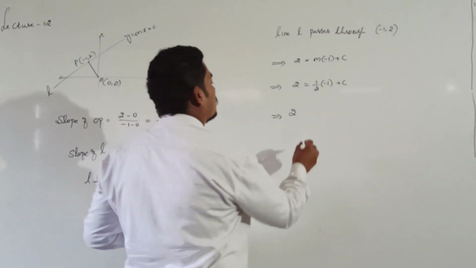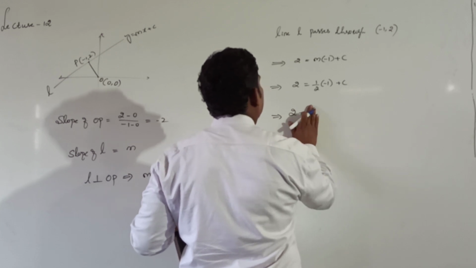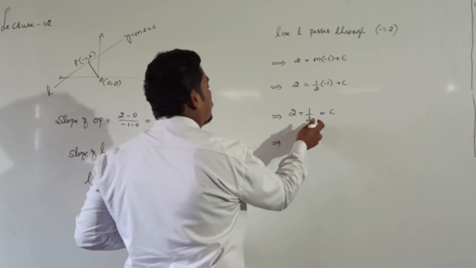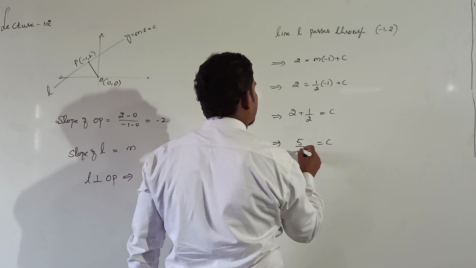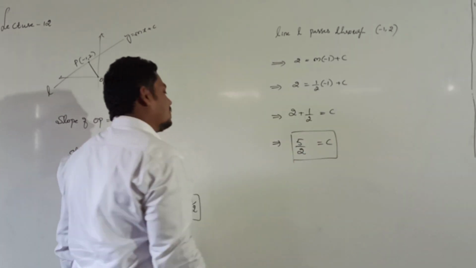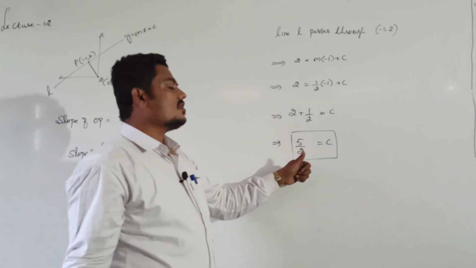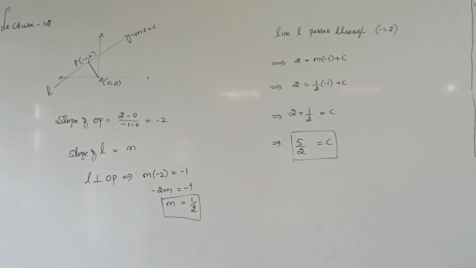Then 2 plus 1 by 2 is equal to c, right? Add these two, 5 divided by 2 is equal to c. From the given data, the m value is 1 by 2 and the c value is 5 by 2, right? Thank you.